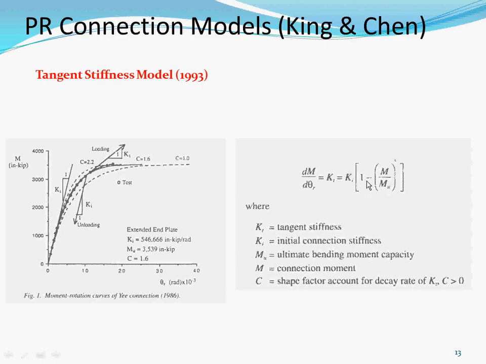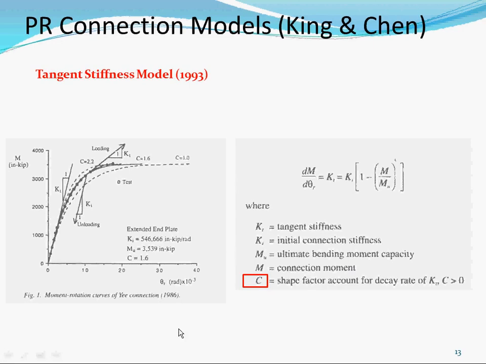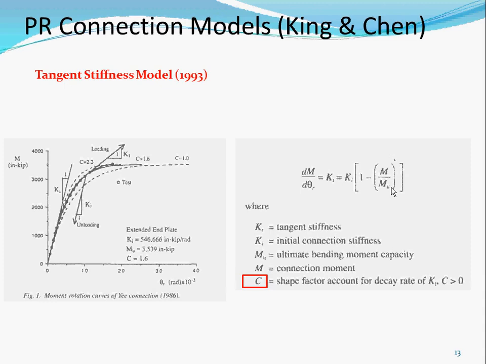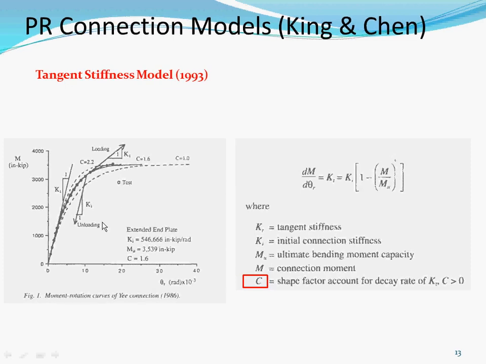Another way, very similar, is called the tangent stiffness model. Instead of n, they use a shape factor to account for the decay rate. It's a very similar concept, but instead of calling it n, they call it c. The equation is slightly different, but the same concept: you get a different c, you get a different equation, I mean, a different shape.